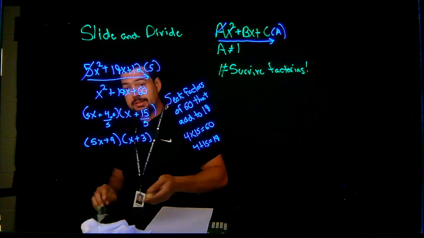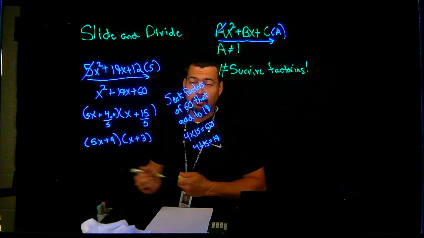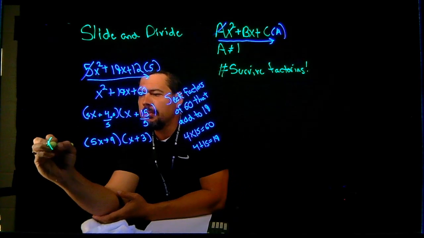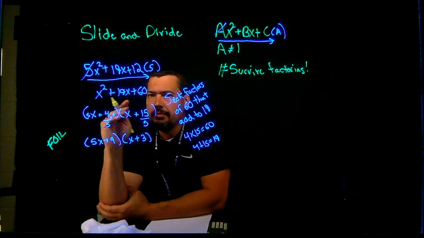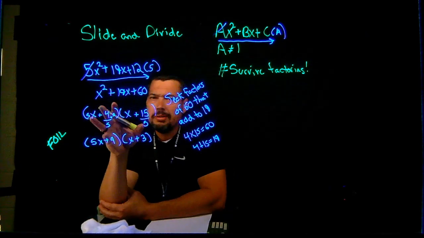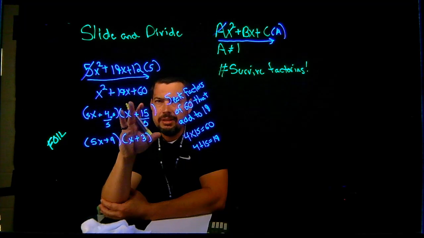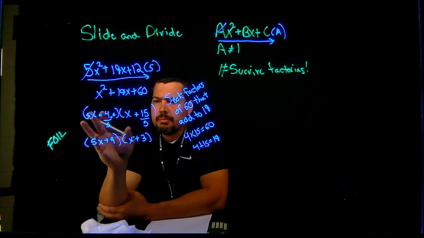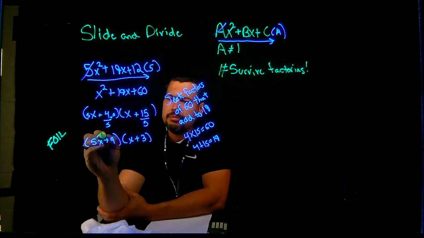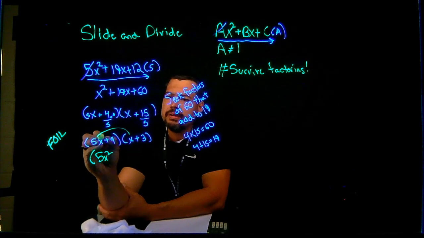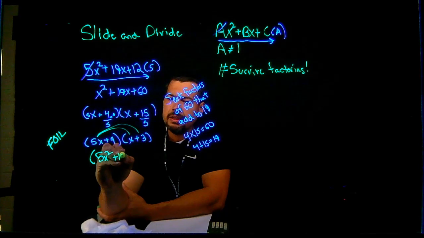Most people in the United States of America have probably been taught FOIL. I've tried to not say the word FOIL because I know that it just kind of limits kids. It's actually called the double distributive property, or triple distributive property if you have a third binomial in there. But anyways, let's check it. 5x times x is 5x squared. 5x times 3 is plus 15x.